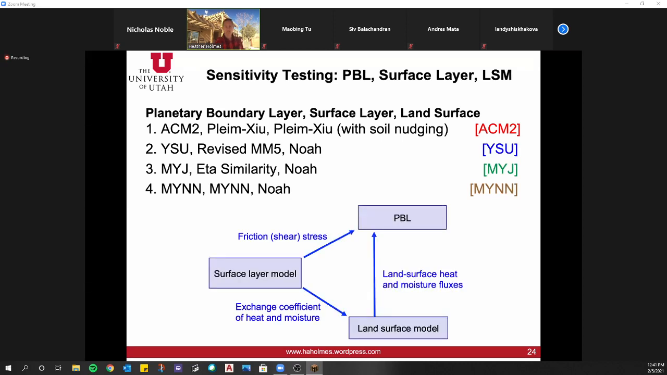The planetary boundary layer scheme is simulating how much mixing you get vertically. The land surface model is simulating all the land conditions, so how much the ground heat flux goes into the atmosphere, and also the absorption of the sun's solar radiation. And then the surface layer model is the model that couples those together. So this can be thought of as coupling the land and the atmosphere. All three of these models calculate different aspects of this configuration.